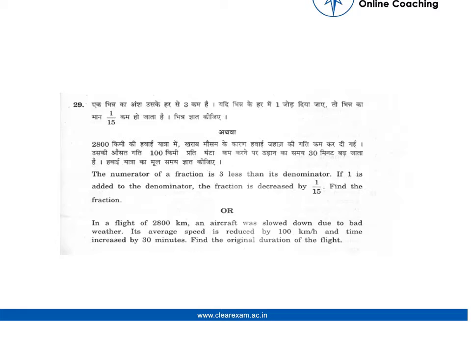In a flight of 2800 km, an aircraft was slowed down due to bad weather. Its average speed is reduced by 100 km per hour and time increased by 30 minutes. Find the original duration of the flight.